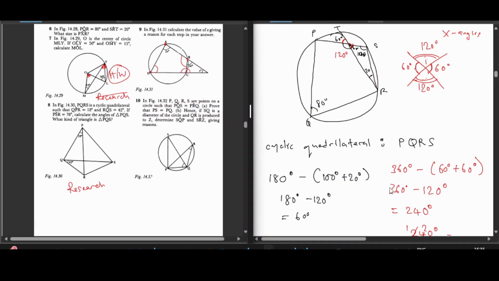Maybe let us do test number 9. But before we go there, number 10 is purely research. There are no questions that come asking you to prove any theorem. So it's purely research, I mean.